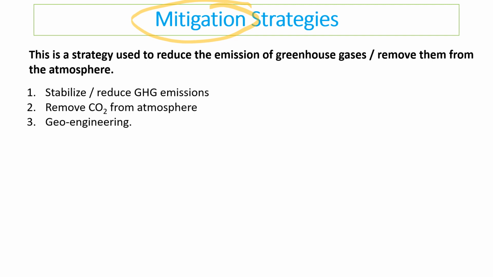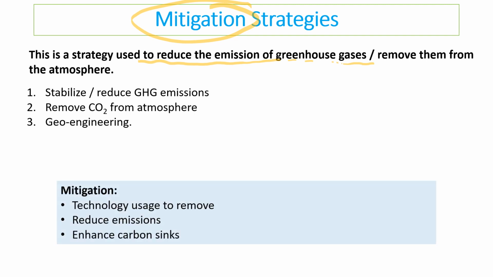So a mitigation strategy means to mitigate against or reduce the emissions of climate change. And basically there are 3 ways we can do this. We can stabilise or reduce the greenhouse emissions, remove carbon dioxide from the atmosphere, or use geoengineering. So what we want to do is look at mitigation, and that is the idea of using technology, so it's technocentric, to reduce emissions or enhance our carbon sinks.